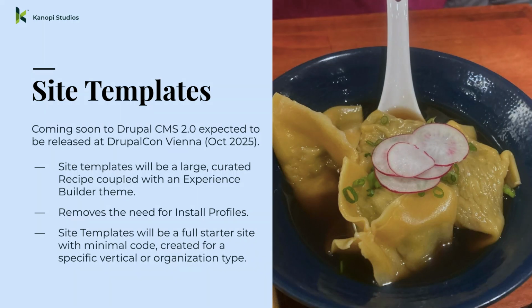But the Drupal CMS team is working on 3 ultra-specific site templates. The first is going to be for like a B2B solution. So they're going to actually make a data structure, data architecture for an actual website for a fictitious business, and then they're going to create 2 more. I'm not sure what the next 2 are going to be, but they will be large curated recipes, and then the site template is going to have a theme that comes along with it that is for Experience Builder.